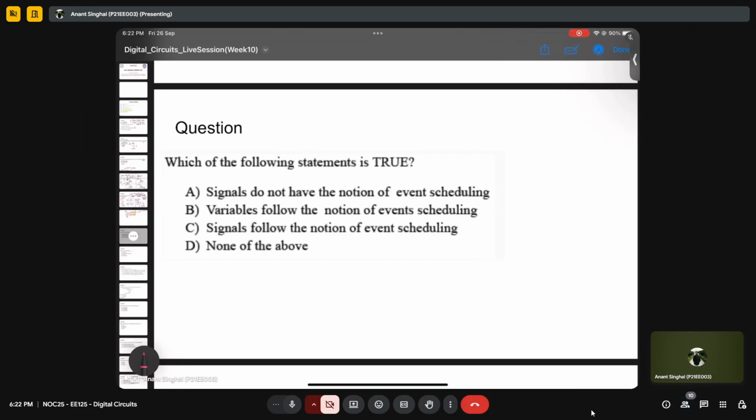Okay, let me try to explain. The question says which of the following statements is true. We have two terms here, one is a signal, one is a variable. It says signals do not have the notion of event scheduling, and there is one more statement which says variables follow the notion of event scheduling, and then again signals follow the notion. So let me try to explain the basic difference between a signal and a variable.